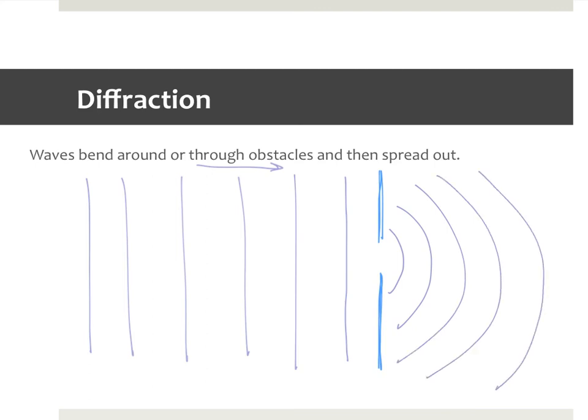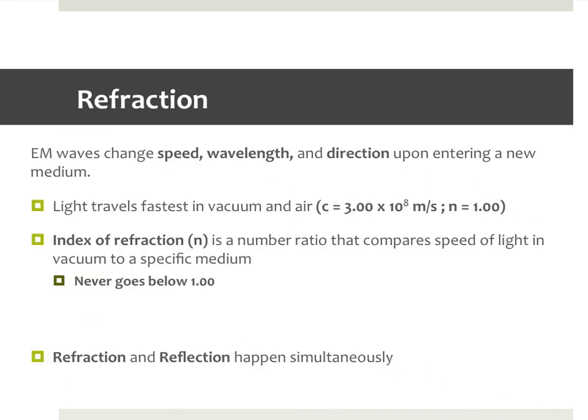And they go out in this direction. They spread out that way. So that's basically diffraction. Now refraction is kind of difficult, I would say. So light, this is only specific to light rays, EM waves. So they change speed, wavelength, and direction when they enter a new medium.